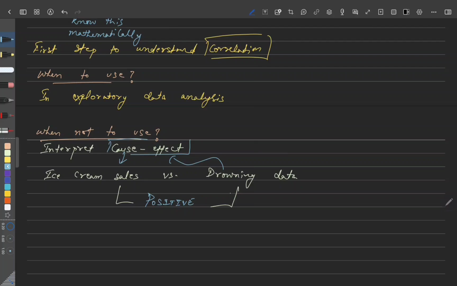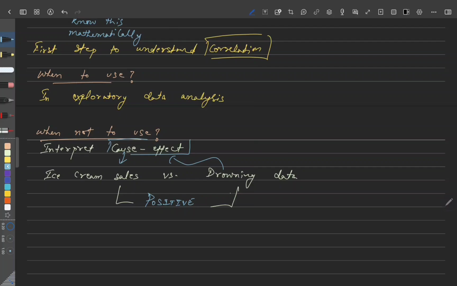To truly understand why people are drowning more when the ice cream sales are high, you would also need the data on temperature or more data about these two things. For example, if it's the summer season, which it would be, because in summer season ice cream sales are high, people would tend to swim more because it's summer. They want to be in water, they want to go swimming more, right? And because they are swimming more, they are drowning more.